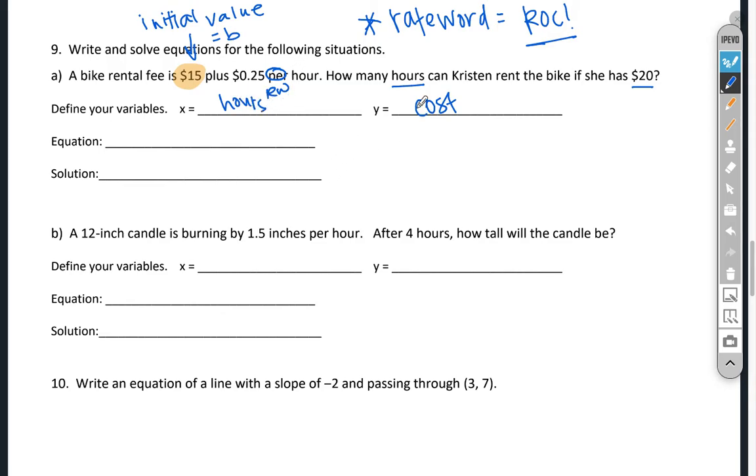All right, so now let's write our equation. So if we know that our rate of change is 25 cents per hour, we know that that is our m, and we know that $15 is our b. So we've got 15 and we've got 25. So that is going to be our equation. So let's just fill it in. y equals 0.25x plus 15. All right, and then we need to answer the question. So it says, how many hours can Kristen rent the bike if she has $20? Well, we know that $20 is going to be our y value, right? Because cost. So that means we're plugging in for y. So let me erase this.